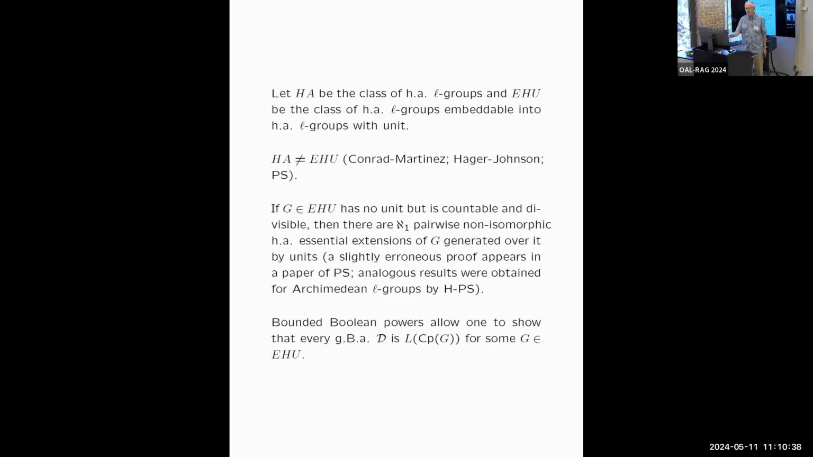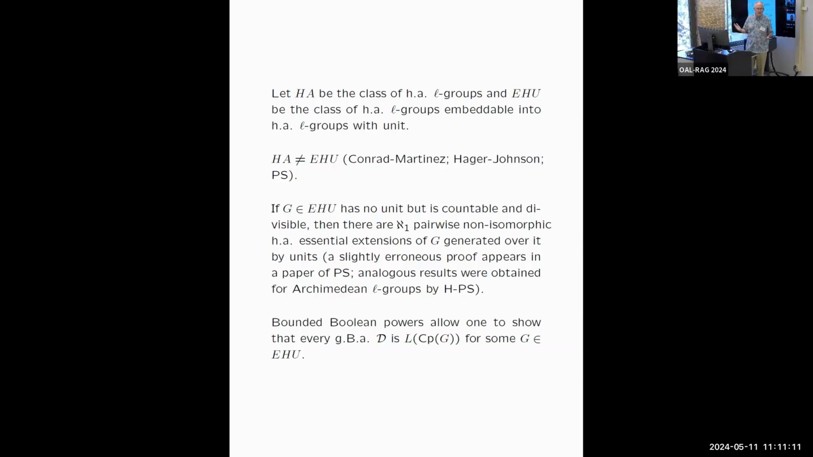Another thing to notice is that even when you can embed a hyperarchimedean L group into one with a unit, there's no canonical way to do it in general. It turns out that if you take a hyperarchimedean L group that can be embedded into one with a unit, but this group is countable and divisible, then in fact there are uncountably many ways of adjoining a unit to it, pairwise non-isomorphic.